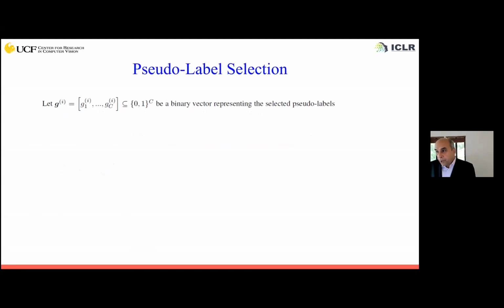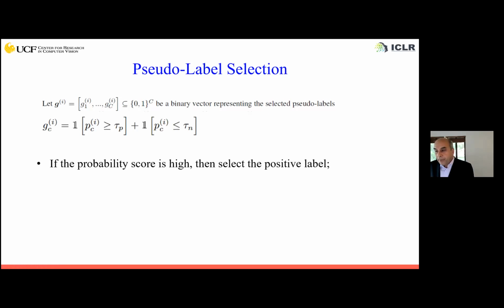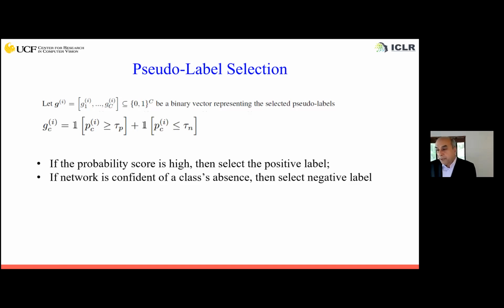Now for the selection, we want to come up with this function g, which will tell which pseudo-label we should assign for that particular instance i, over all possible classes. The simple method is that if the confidence is high, then this is a positive label. If confidence is low, this is a negative label. So if the probability score is high, then we select the positive label. If the network is confident that this particular class does not happen, then we select a negative label.